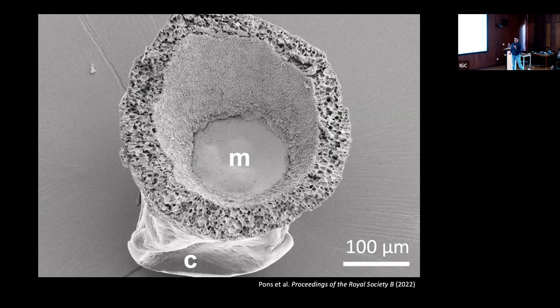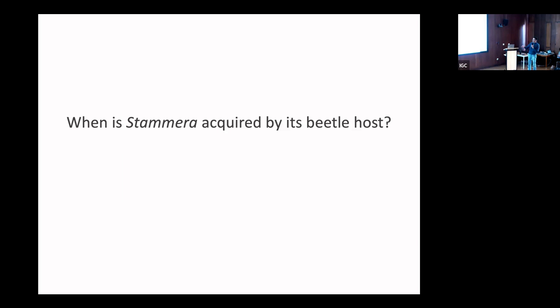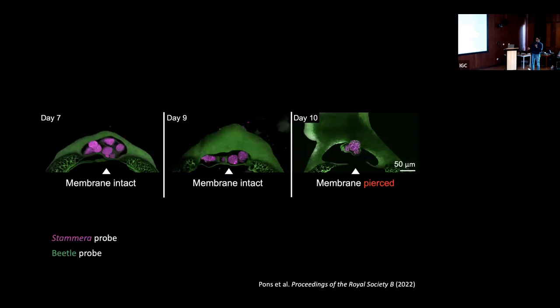And so the timing of symbiont acquisition was still an open question for us in the lab. So Ines followed up by asking, when is Stammera acquired by its beetle host? In addressing that question, she followed the structural integrity of this membrane. She found that 7 days after oviposition, this membrane is intact. 9 days, still intact. But 1 day prior to eclosion, so 10 days after oviposition, you see that that membrane is pierced, suggesting that acquisition of Stammera precedes eclosion and precedes the emergence of larvae from the egg.